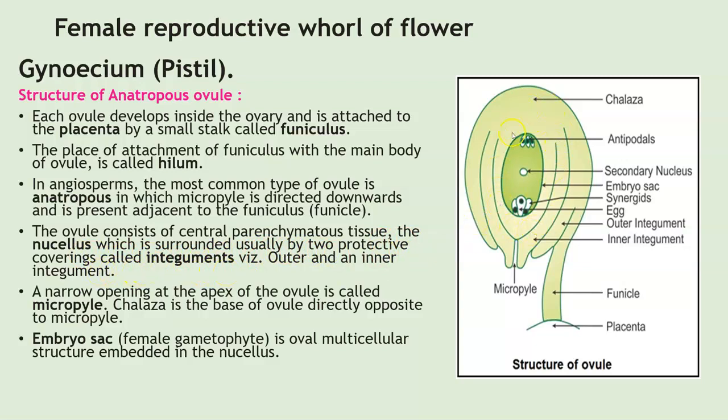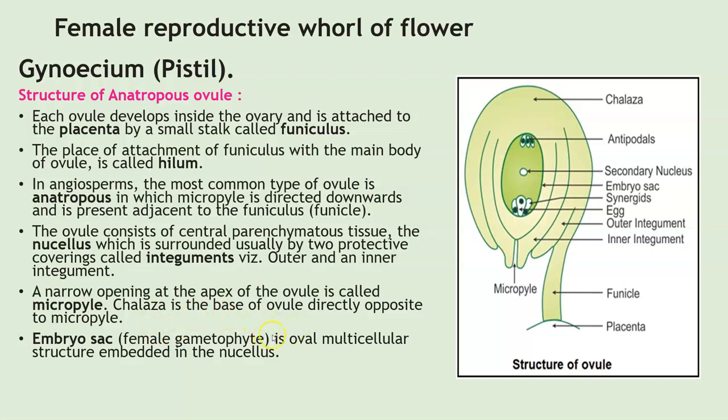This region is your nucellus and this external protective covering is called the integuments. We have the outer integument, and then the second one, which is innermost, called the inner integument. A narrow opening at the apex of the ovule is called the micropyle. This narrow opening left by these integuments is called the micropylar region.